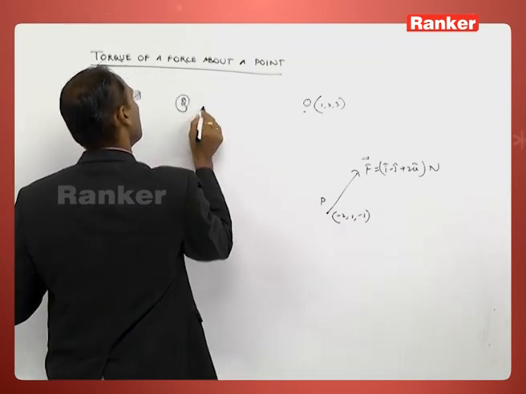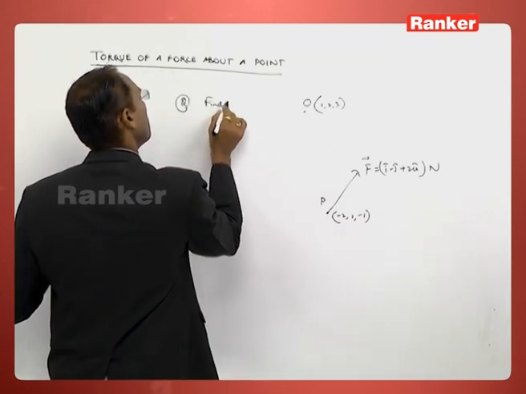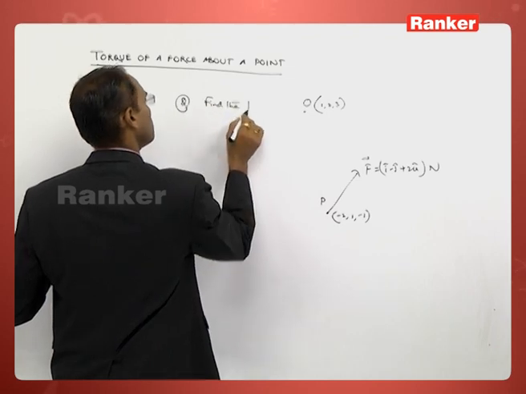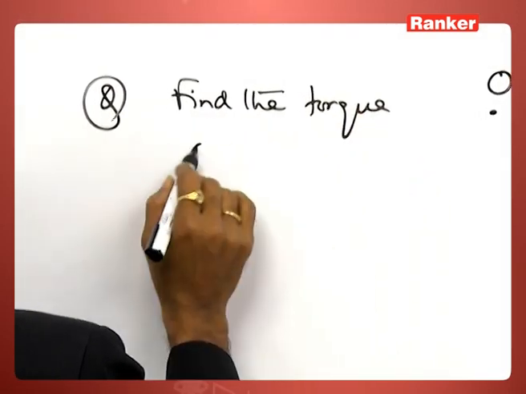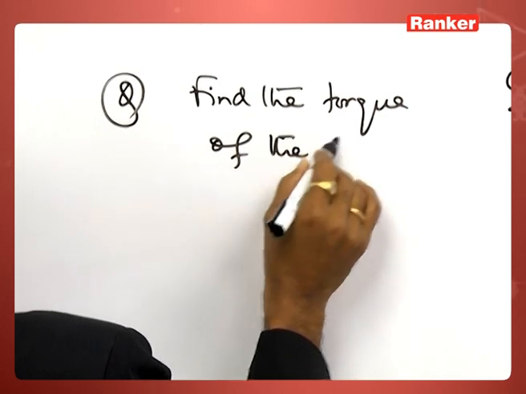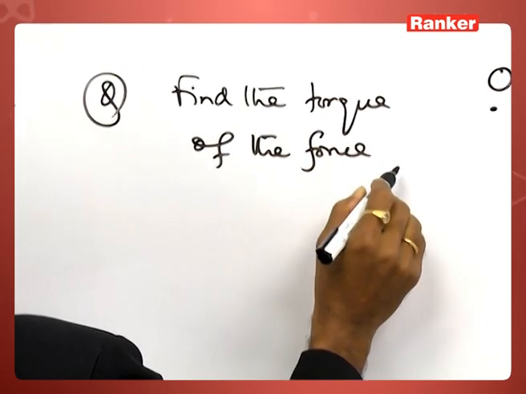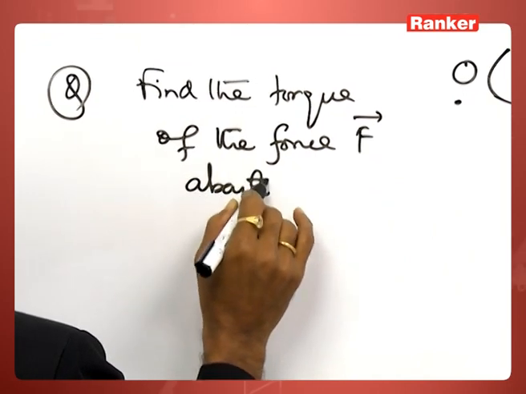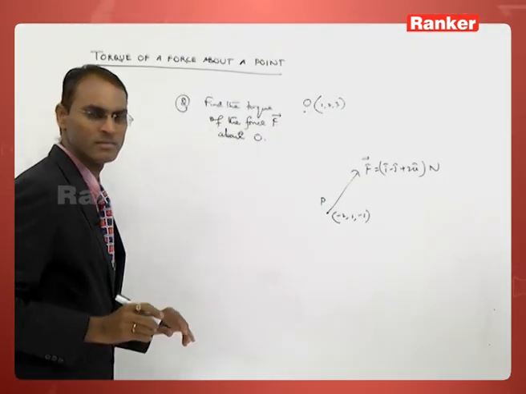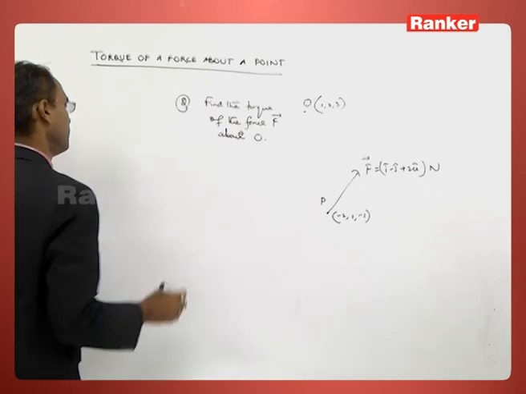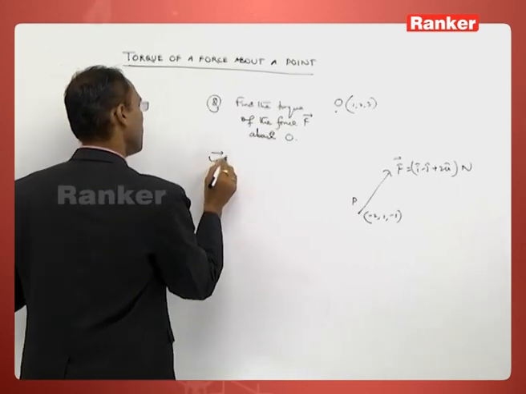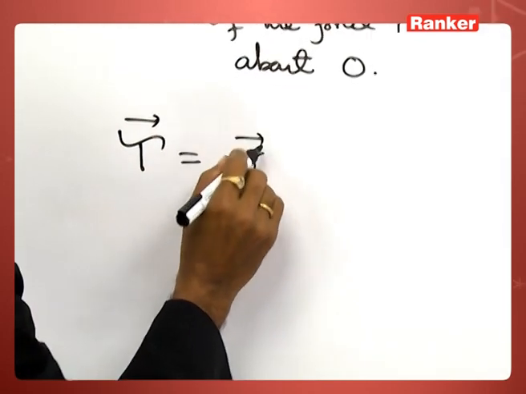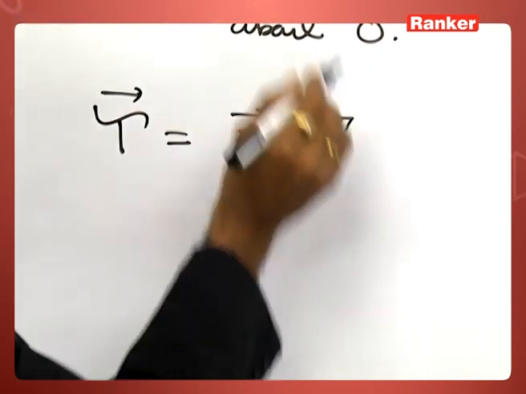The question is, find the torque of the force F about the given point. The formula is torque tau is equal to R cross F.